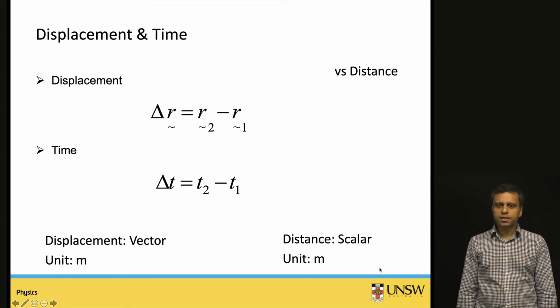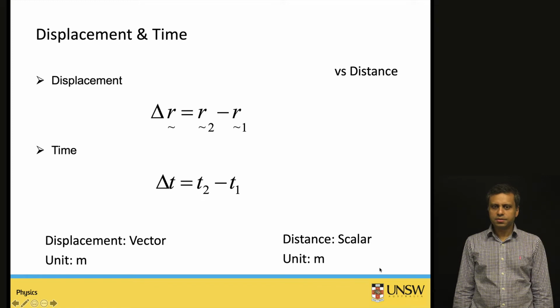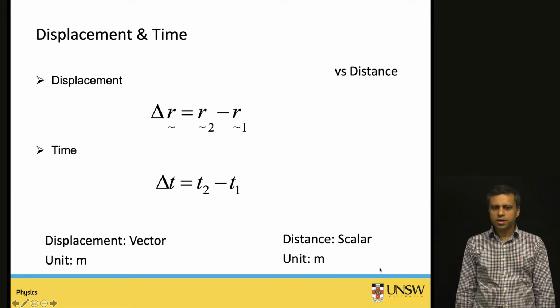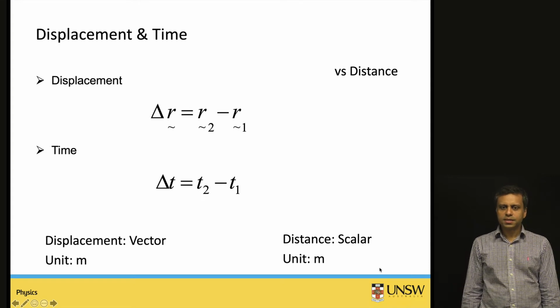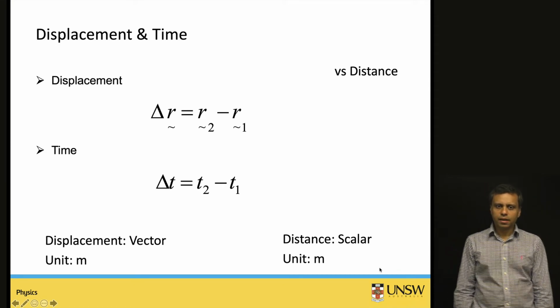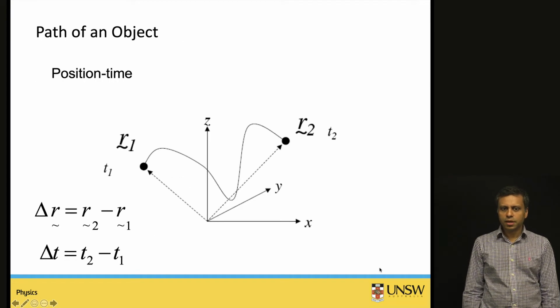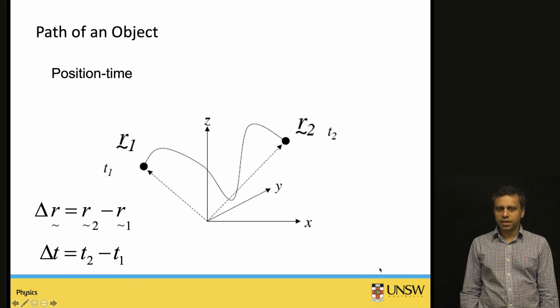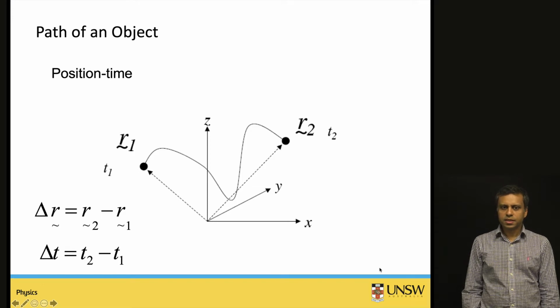You can compare it with the distance traveled by the object. Distance is a scalar quantity. It also has the units of meters, but it doesn't have a direction associated with it. For example, in this curve, the distance is the total distance traveled in this complicated path between r1 and r2, but the displacement just depends on the final position and the initial position. So it is the straight line distance in this case between r2 and r1 as seen in this graph.